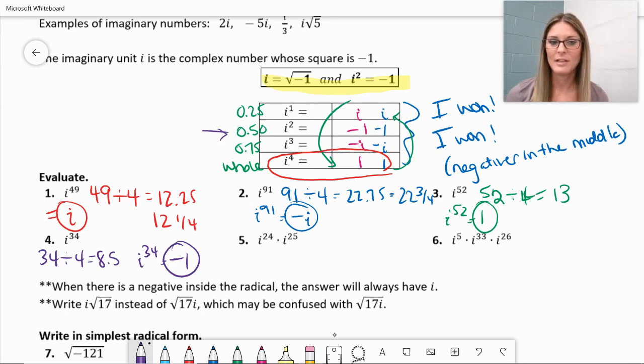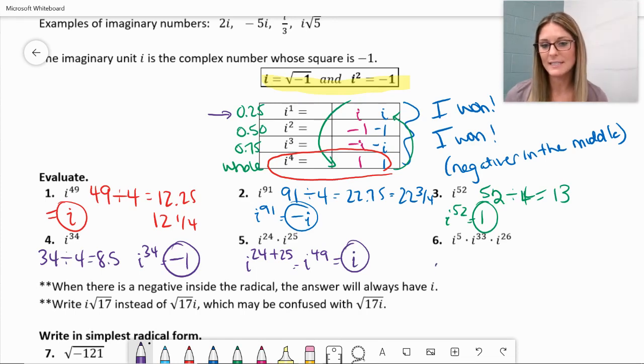Number 5, i to the 24th times i to the 25th. Let's use our exponent rules. We're going to combine this into 1, and then we'll evaluate it. So remember, exponent rules, we are going to add those together and get i to the 49th. I'm going to take 49 and divide it by 4, and I get 12.25, which means it is landing in the first box, or it is equal to just a single i.